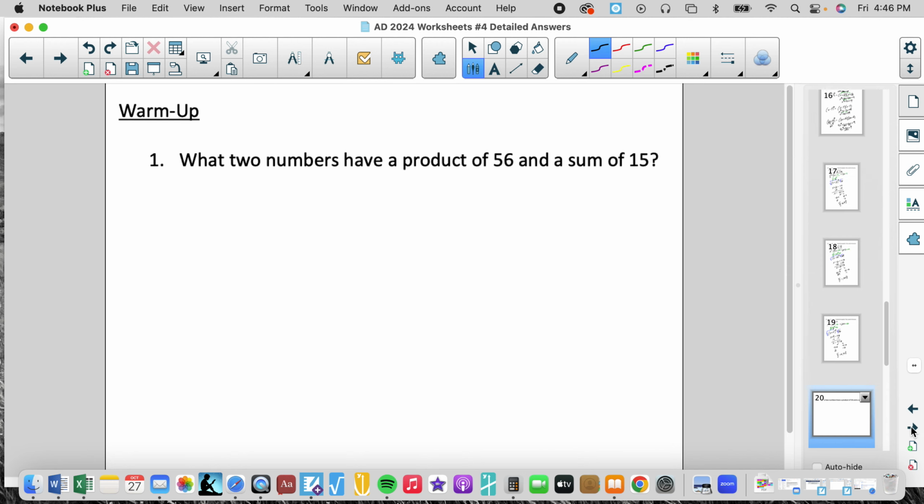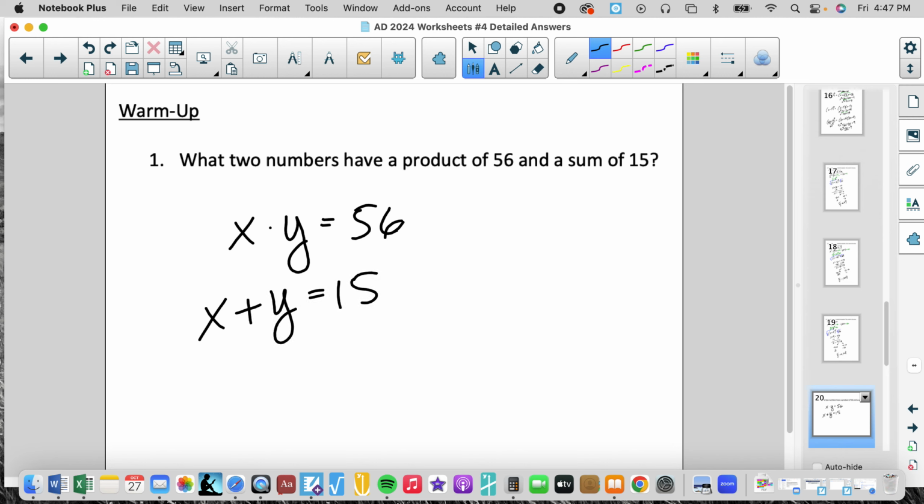Whew. This has to be more than an hour. What two numbers have a product of 56 and a sum of 15? So x times y equals 56 and x plus y equals 15. We're not going to think about it. I guess you could go through it, maybe you could.